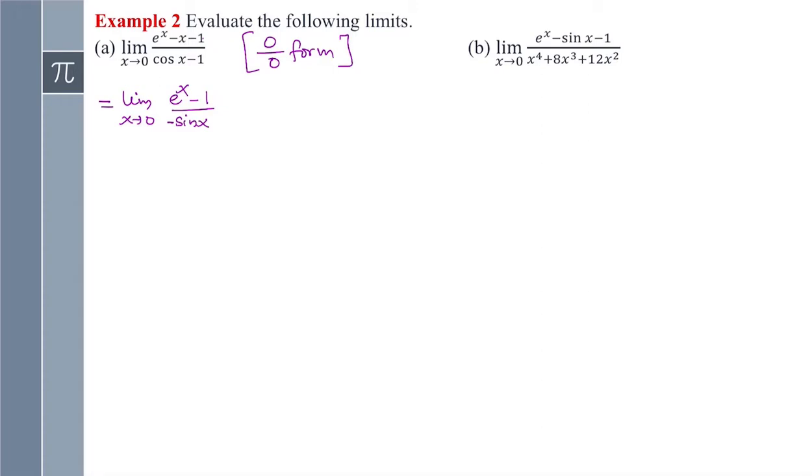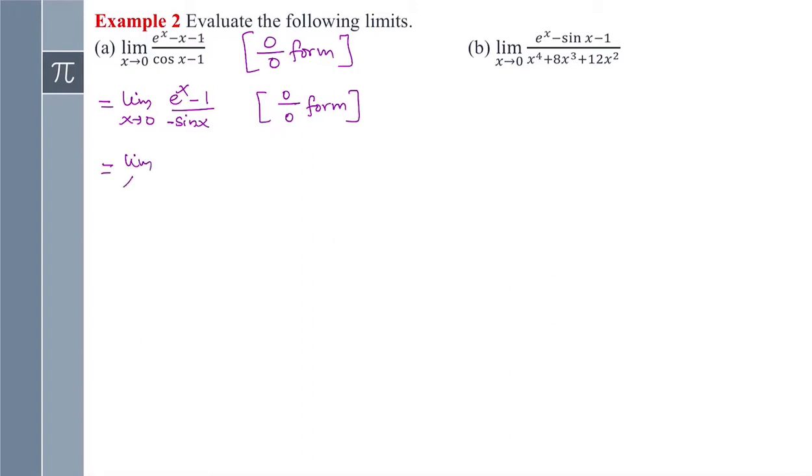So now if I plug in 0 in the numerator, I get e to the 0, which is 1, minus 1, again 0, divided by sine of 0, which is 0. So again we have 0 over 0. That means we can do another step of L'Hopital's rule.